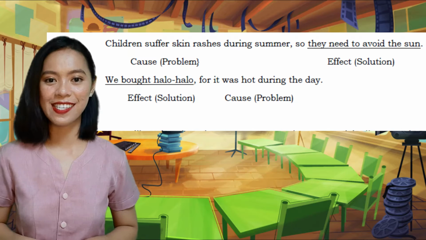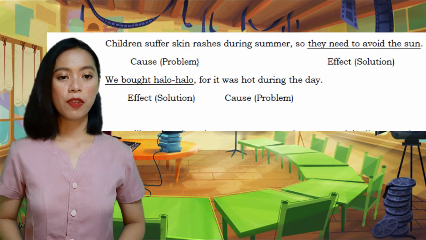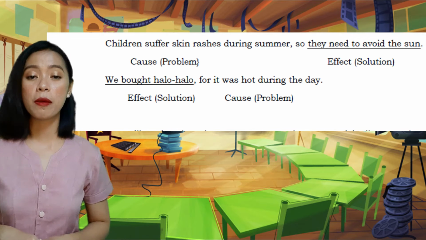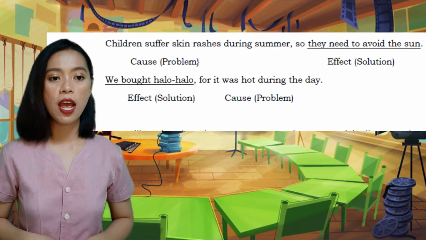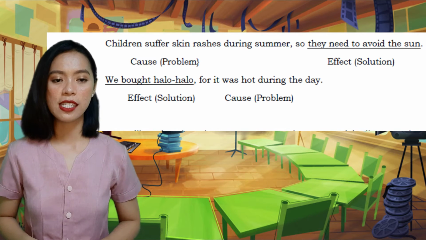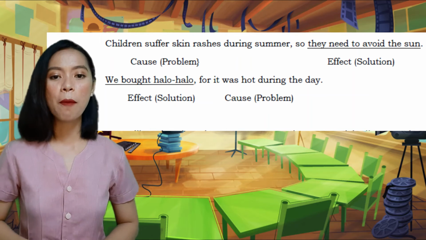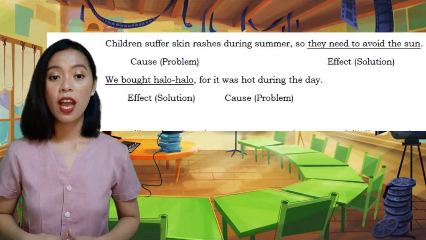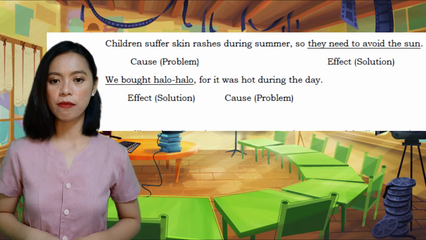Now, let's also consider this sentence. Children suffer skin rashes during summer, so they need to avoid the sun. The cause or the problem is children suffer skin rashes during summer. The effect or the solution is that so they need to avoid the sun. Another example of an effect or the solution, we bought halo-halo. The cause or the problem, for it was hot during the day.